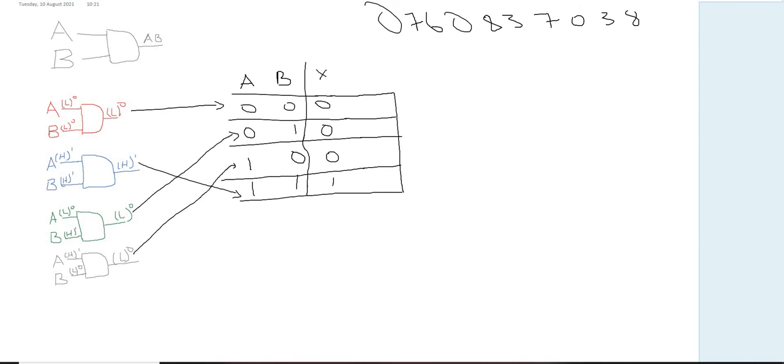So now we are going to talk about the truth table of the OR gate, right? So the truth table of the OR gate is as follows.